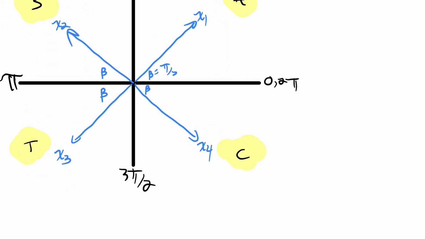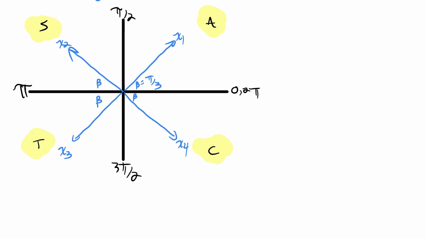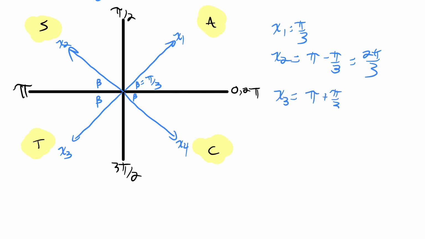I won't write it in all of them. You can see that there's beta in all of them. So I can get all 4 of my answers. My first answer is just pi/3. My second answer would be pi minus pi/3, which is 2 pi/3. My third answer is past pi by pi/3, so that's 4 pi/3. And my last answer, x4, is pi/3 less than 2 pi, so 2 pi minus pi/3, which would give me 5 pi/3.